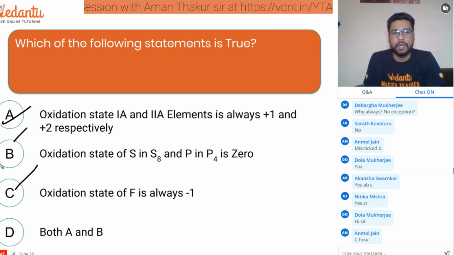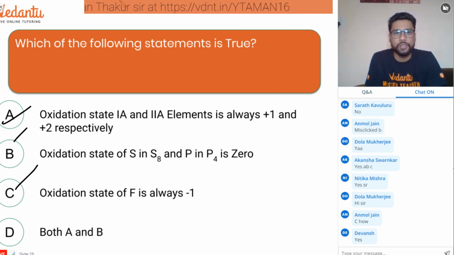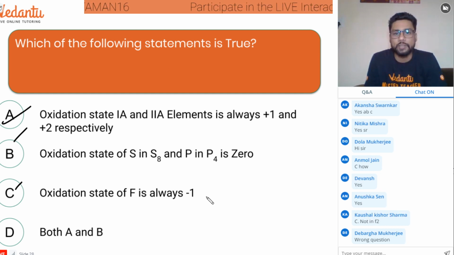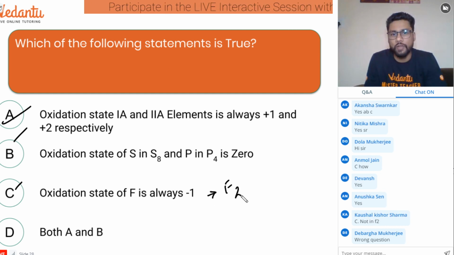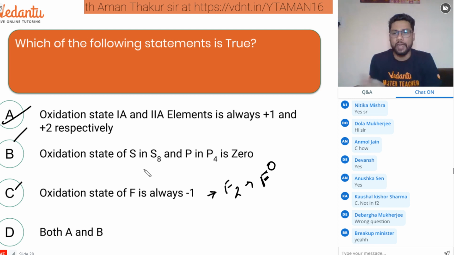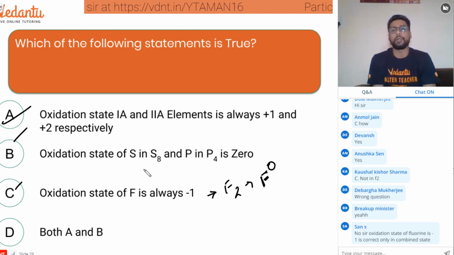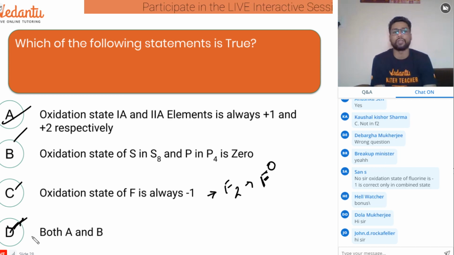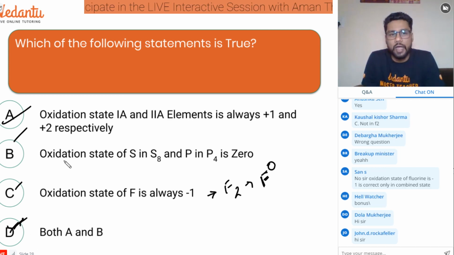Okay, sorry, even Venkatesh's idea is not bad. The thing is that sir has said that in case of F2, F has a 0 oxidation state. So F will not always have a -1. In hetero compounds, it will always have a -1, but in homo, it might not have a -1. Absolutely correct. So the correct answer is option number D. A and B both.